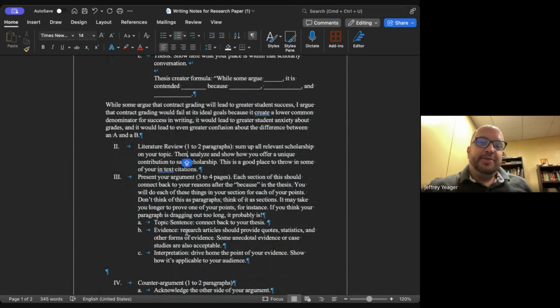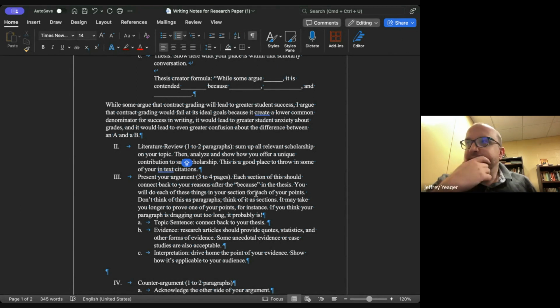The second part of your essay before you get into your argument is called the lit review section. The lit review section is where you add in the conversation about what people were saying about your topic. So let's say I'm doing the contract grading, right? I might spend a paragraph talking about why people think contract grading is a good idea.